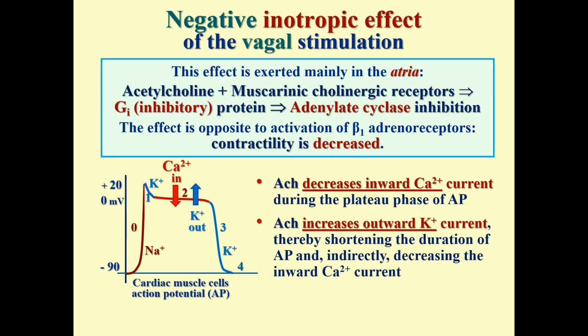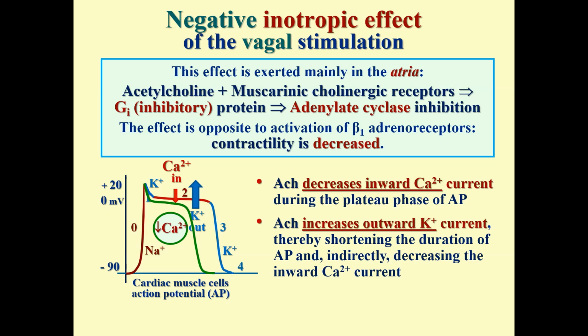And also potassium increases outward potassium current, because similarly to action in the conductive system cells, it also increases potassium permeability. And look, if calcium entry decreases, you see the arrow becomes smaller, and potassium going out increases, there will not be a long plateau phase. The plateau phase becomes shorter and repolarization occurs earlier.